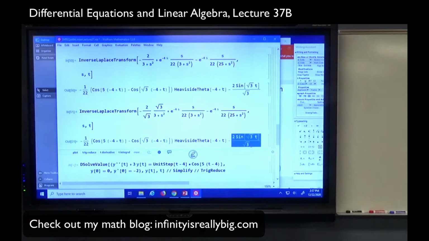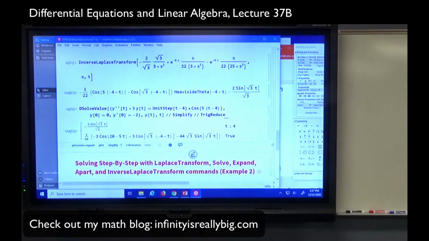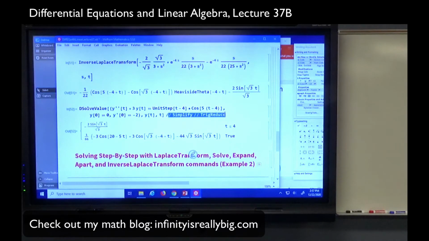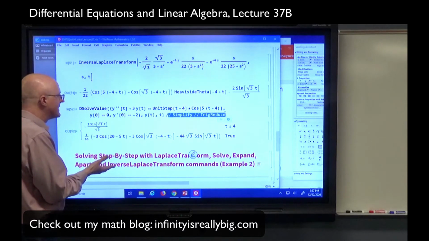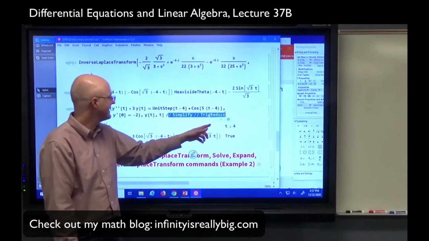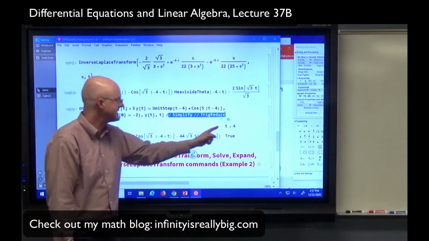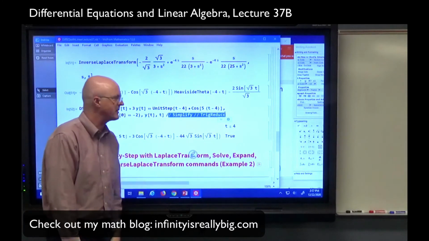If we try applying DSolve to this, here's what the answer looks like if you also use Simplify and TrigReduce. If you don't use those things, it looks extra complicated. You don't see the unit step function in there. It's in there implicitly. Notice it's written as a piecewise function. This is what it equals when t is less than or equal to 4, and this is what it equals when True, which really means when t is bigger than 4.